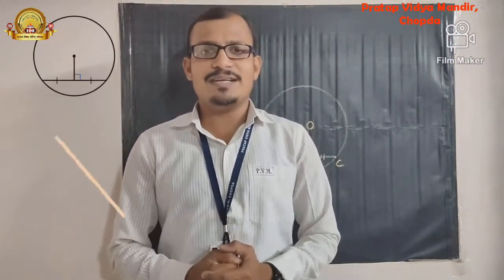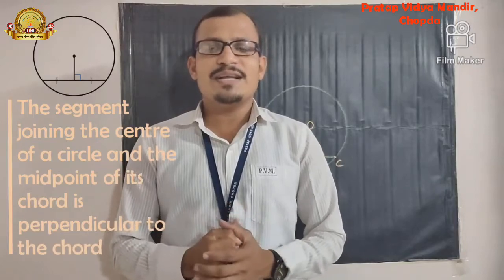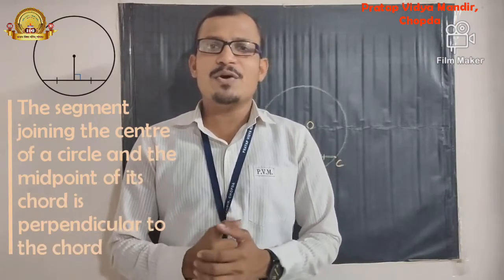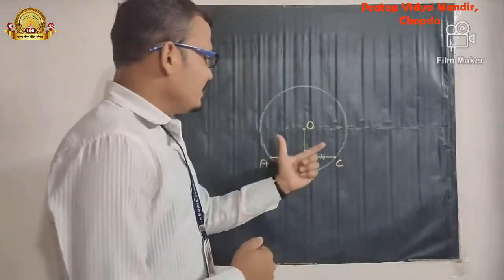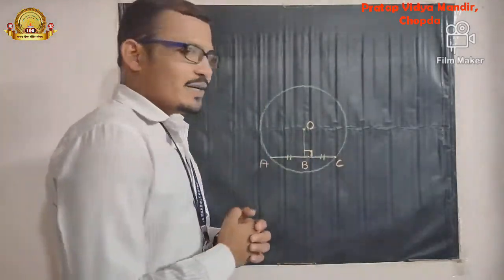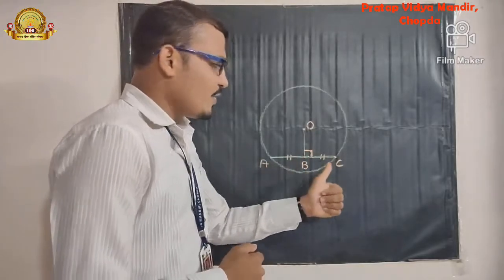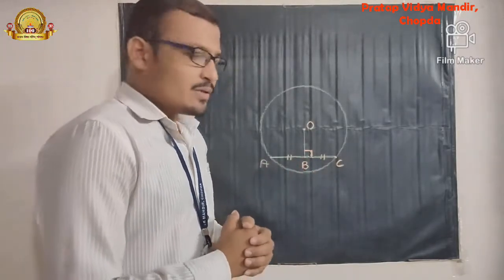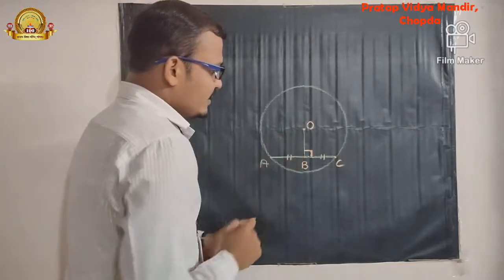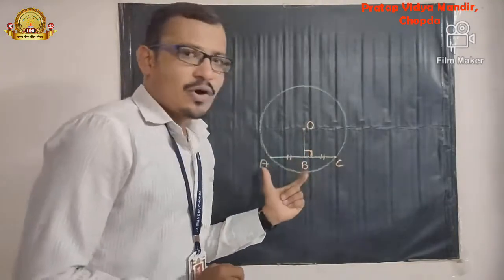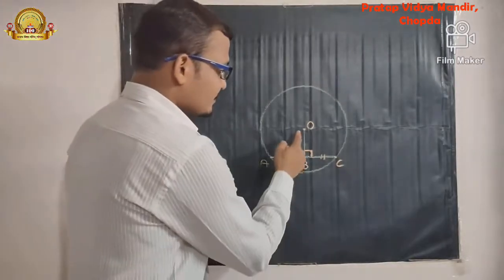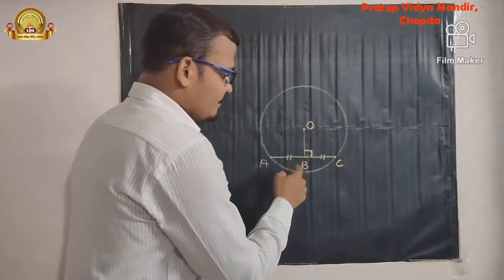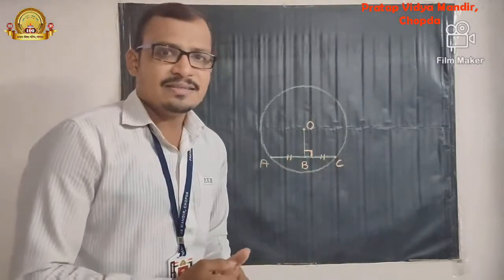Our next property is the converse of the first property: a segment joining the center of a circle and the midpoint of its chord is perpendicular to the chord. For example, in this figure, O is the center of the circle and B is the midpoint of chord AC. So a segment joining the center of the circle and the midpoint of the chord is perpendicular to the chord. That is, the segment OB is perpendicular to chord AC.